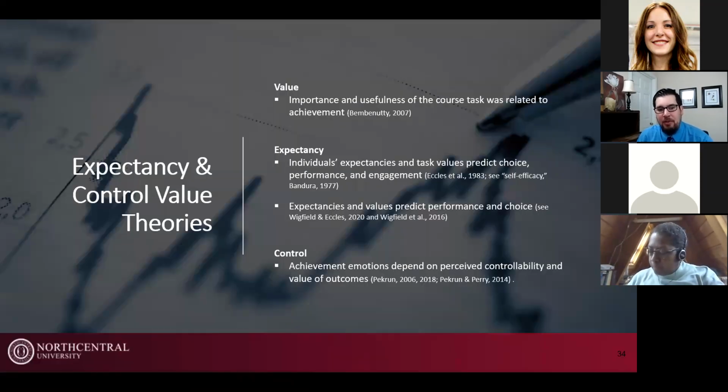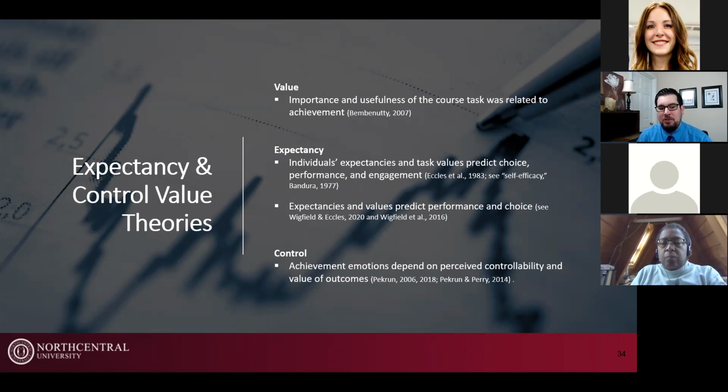Here I discuss two theories of motivation, expectancy value theory and control value theory, at the same time. Motivation is conceptualized as a product of either expectancy or control with value. So value describes students' evaluation of the importance and usefulness, or utility or instrumentality, of the course task and how it's related to achievement in the class or toward the program in general or the degree.